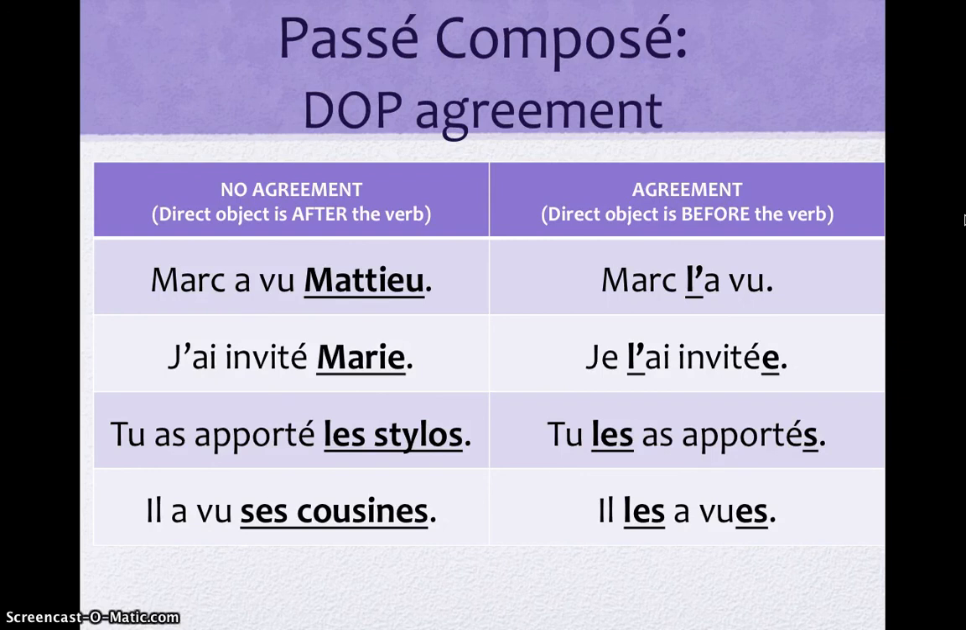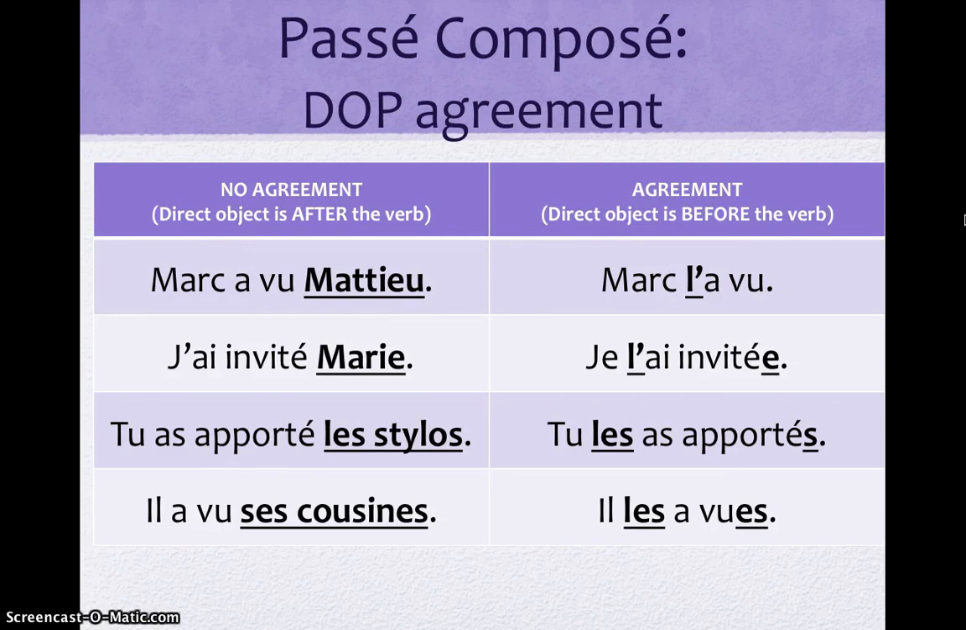So we have Marc a vu Mathieu. In the Passé Composé, we have Marc l'a vu. No agreement, singular, masculine. But then, in the next example, notice our DOP, our direct object noun, is feminine. We have j'ai invité Marie. So in the Passé Composé, je l'ai invitée, we do need to add the E for agreement.